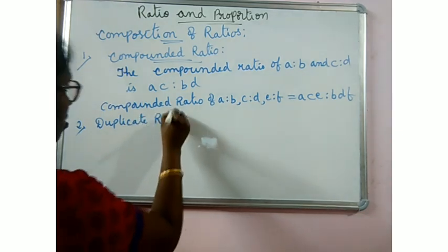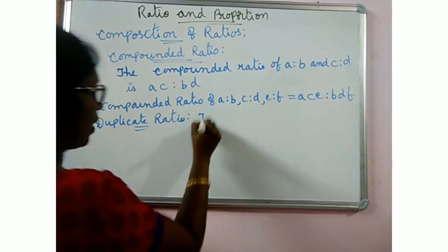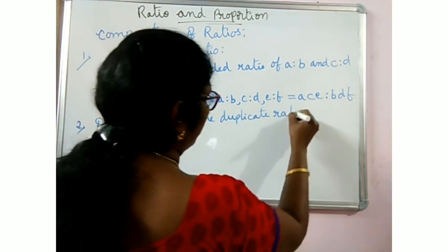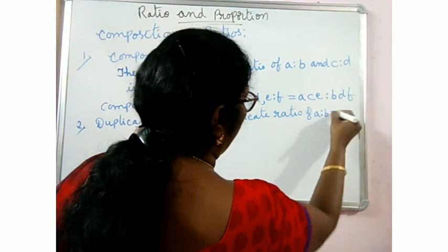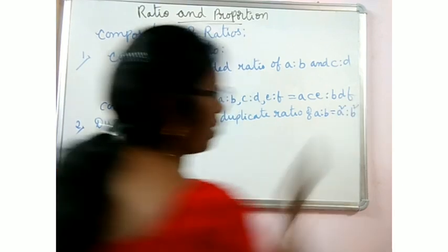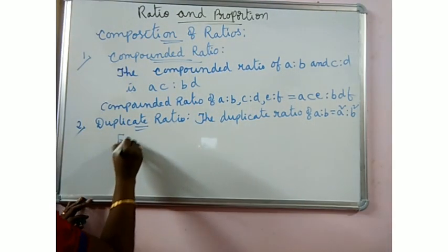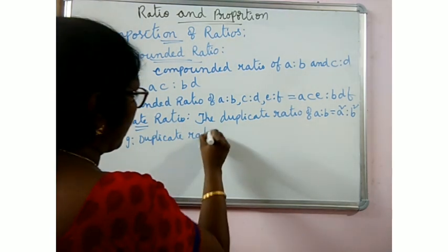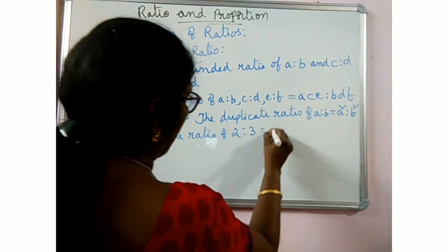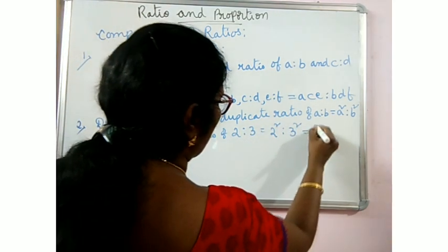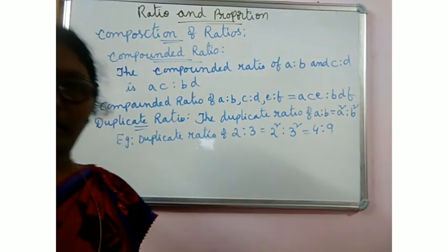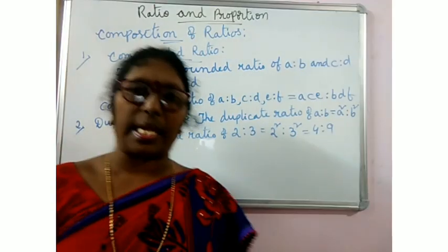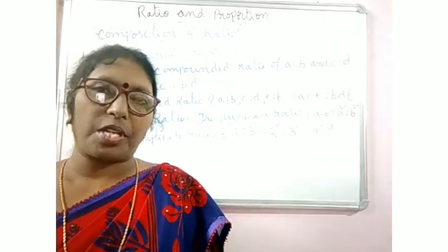Next, what is duplicate ratio? Duplicate ratio means for one ratio only. The duplicate ratio of A is to B is A square is to B square. Example, duplicate ratio of 2 is to 3 means 2 square is to 3 square, that is 4 is to 9. That means square of the antecedent, first term, is to square of the second term gives you the duplicate ratio.